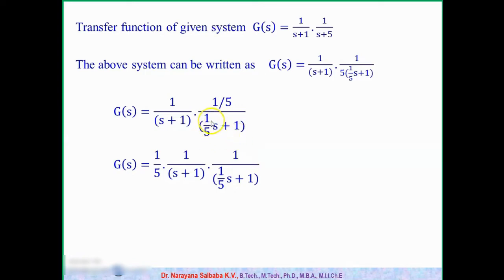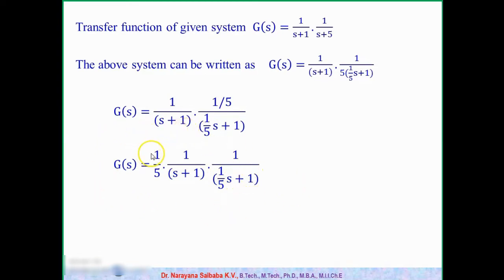Now this you can further write with 1 by 5 as numerator, which you can write separately as 1 by 5, and the second term you can call 1 by s plus 1, and the third term you can call 1 by 5s plus 1. In this way you can split. Now what we have done is, the given system G of s equal to 1 by s plus 1 into 1 by s plus 5 we have converted into 1 by 5 into 1 by s plus 1 into 1 by 5s plus 1. In this way we have converted.